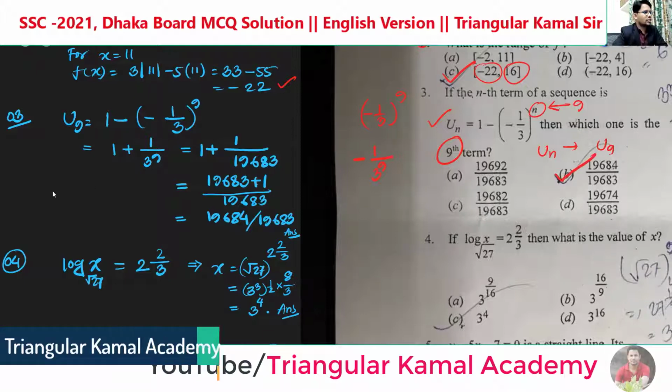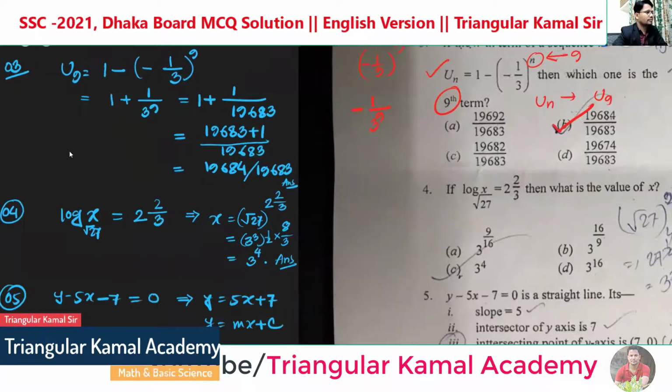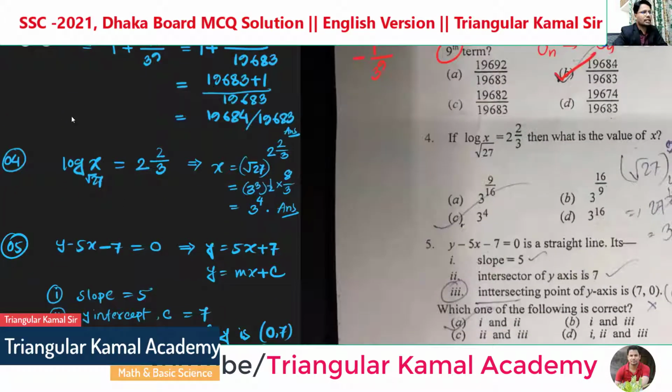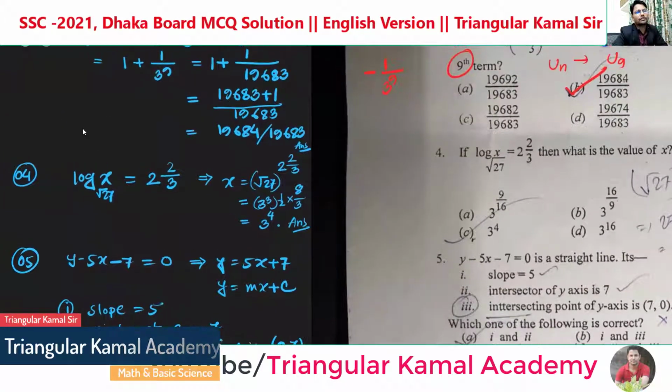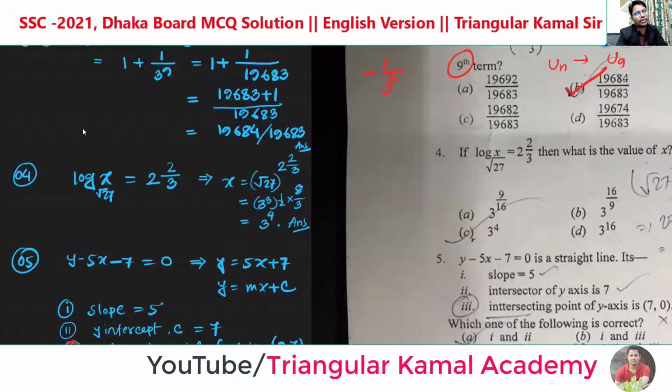So now the next question, question number 4. Another important question: log x base root over 27 is equal to 2/3. Then what is the value of x?